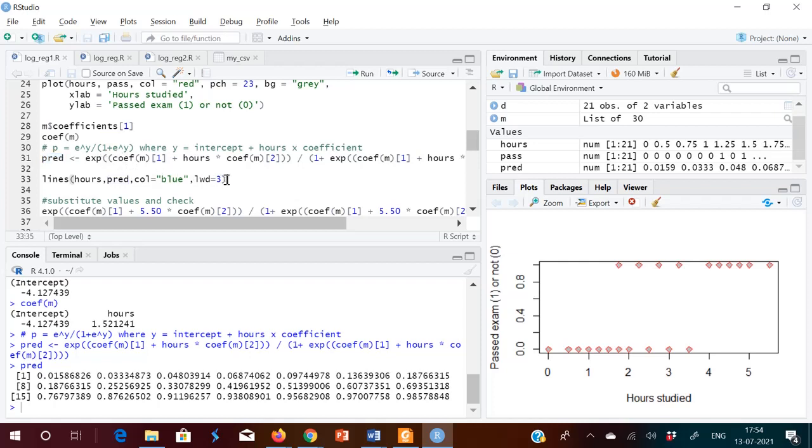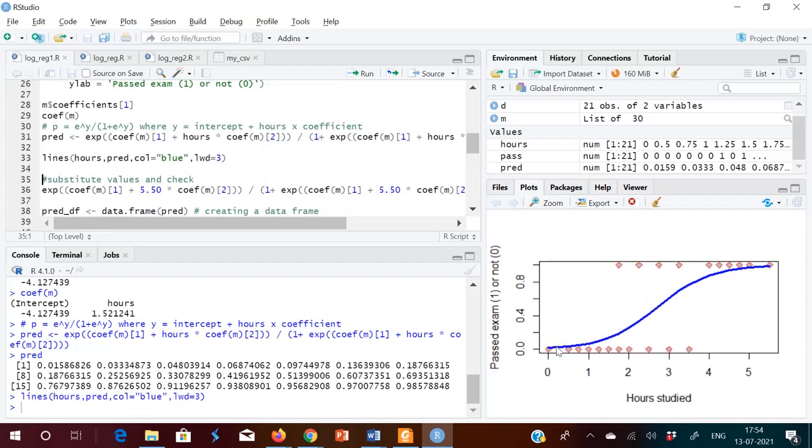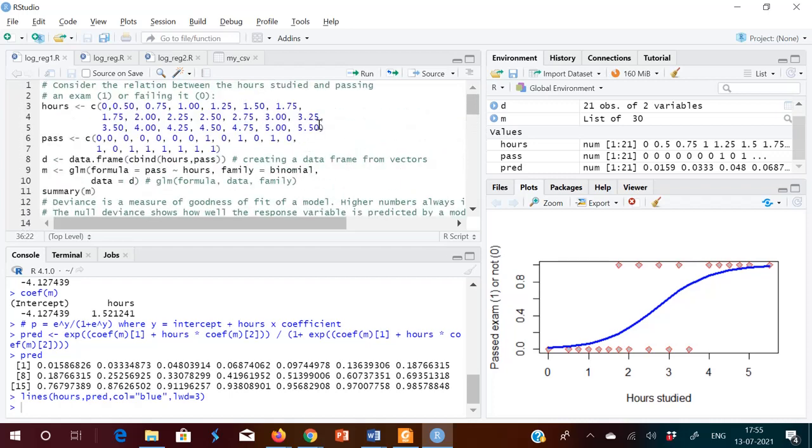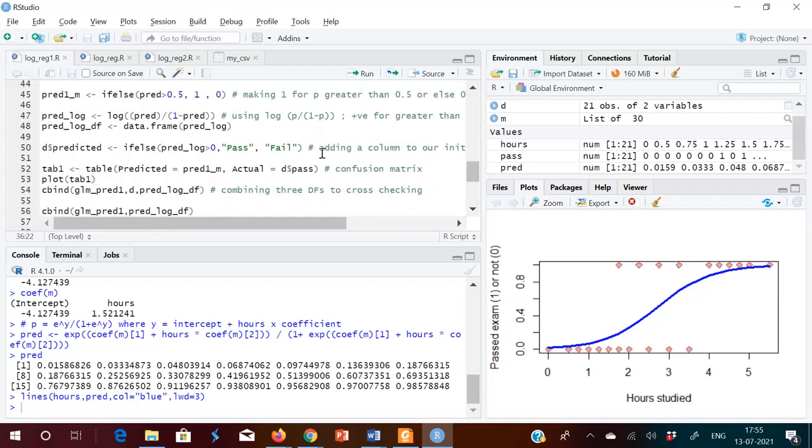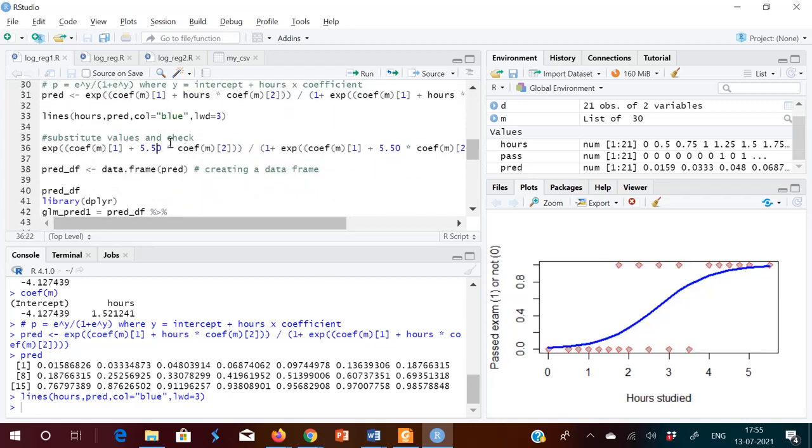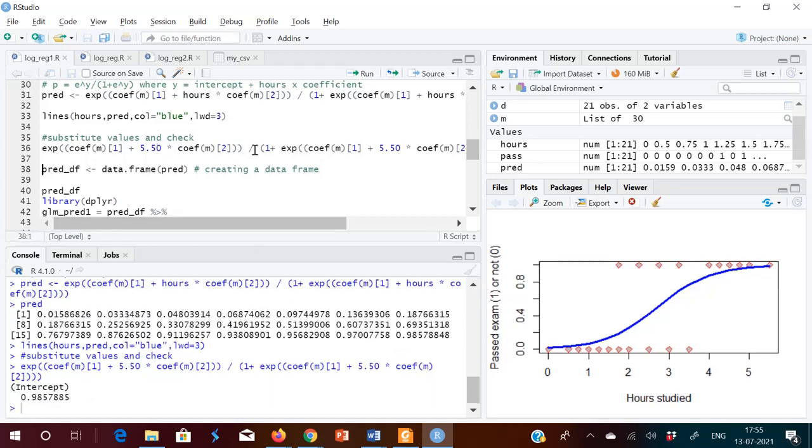Now you are going to add these values to the already plotted graph. So this is a sigmoidal model curve. Now I just tried substituting the values. 5.50 is the last item here, that 5.50 hours, and I checked whether I am getting this 0.9857. Just type, yeah, you got that. So I just substituted and checked that.